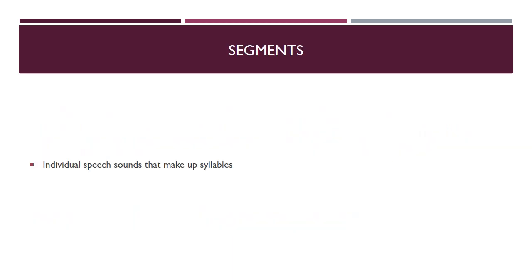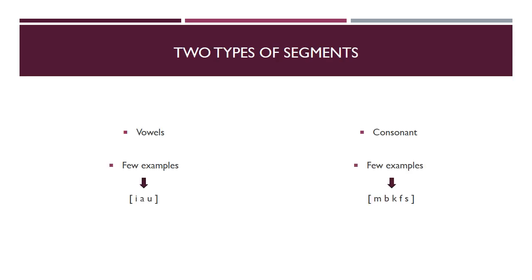Okay, so right now I'm going to tell you about segments. So what is a segment actually? Well, segments are individual speech sounds that make up syllables. Segments consist of two types: vowels and consonants. A few examples of vowels are E, I, A, and U, and a few examples of consonants are M, B, K, F, and S.